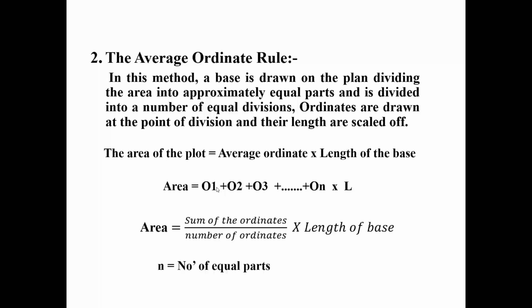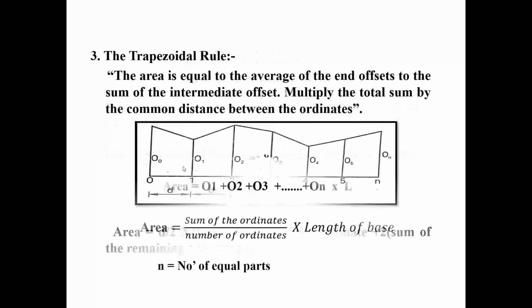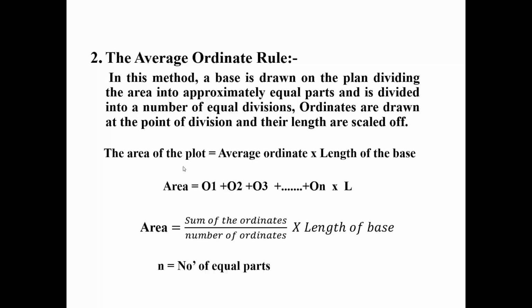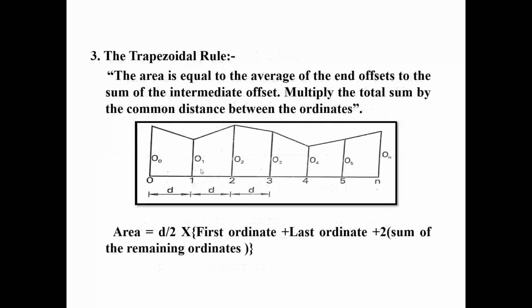Average ordinate equals O1, O2, O3, O4 up to On divided by n plus 1. In the earlier case we divided by only n, but here it is n plus 1, into the length of the base. n is the number of equal parts.